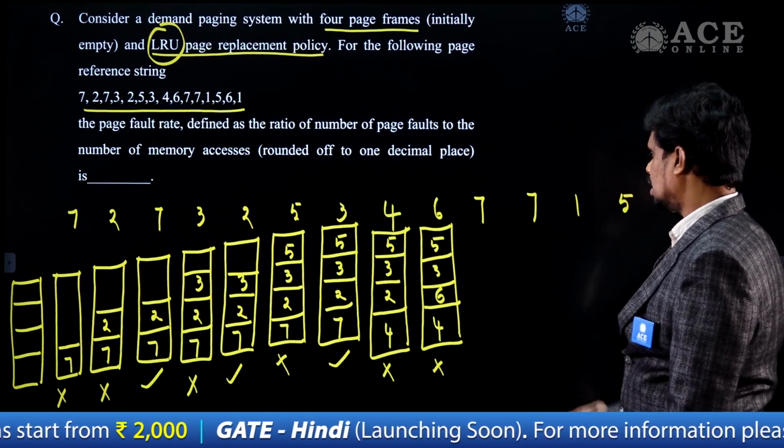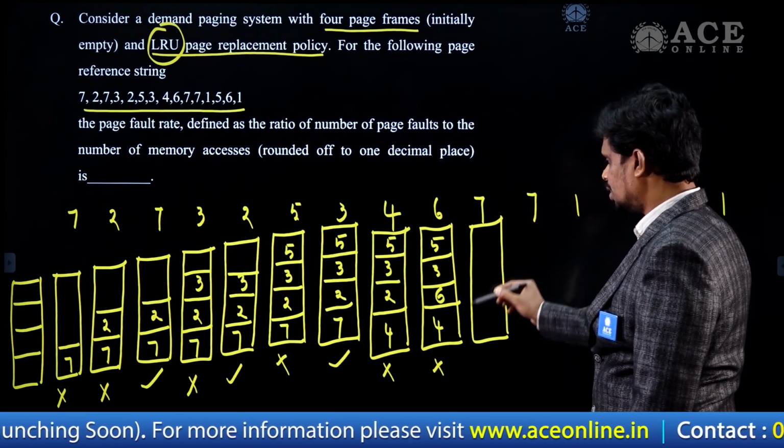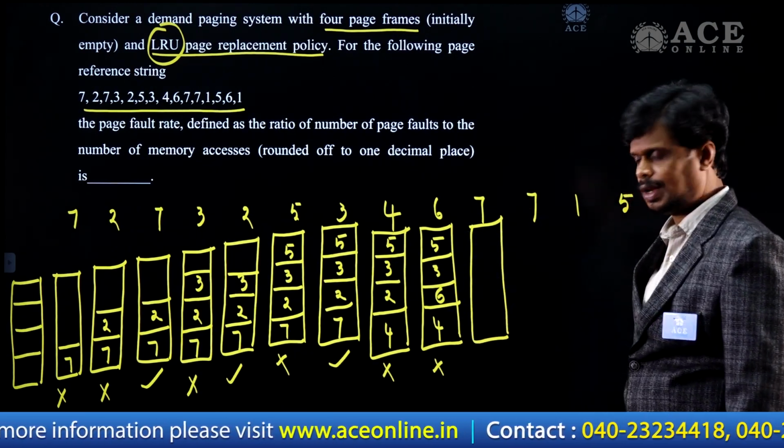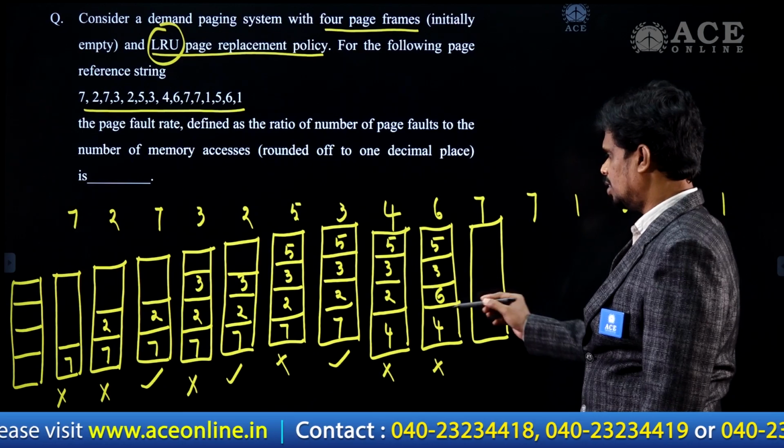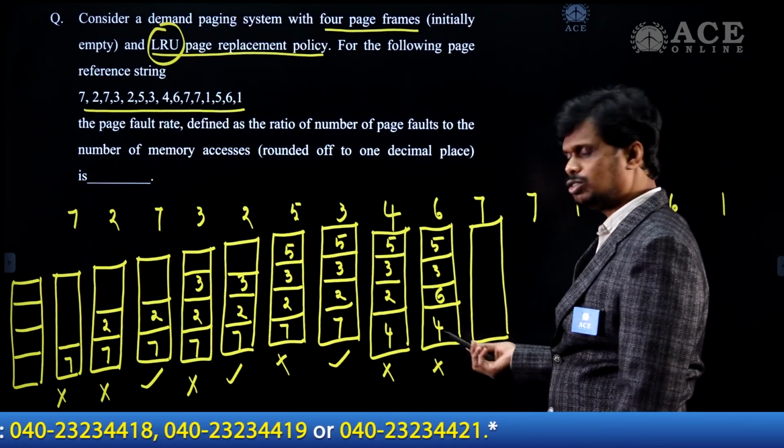Now the CPU is willing to access page 7. Is page 7 part of the current main memory? No. Then among the 4, 6, 3, 5, one page must be selected for the replacement. But which page needs to be selected?